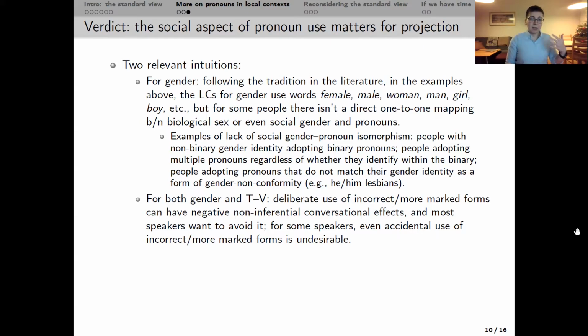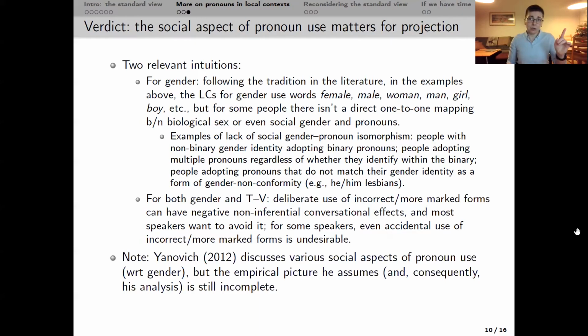And another consideration is that unlike some other indexicals like person, gender and TV come with this additional social baggage, and in particular, using the incorrect form can have very strong negative conversational effects, which a lot of speakers want to avoid. And in these counterfactual scenarios, it seems that most speakers want to avoid deliberately using incorrect forms to refer to someone. And it also looks like some speakers consider accidental uses of incorrect forms undesirable as well, which is the case in those ignorance scenarios. Now, these two intuitions might seem obvious, and they are. Importantly, however, we also need to make space for them in our formal analysis.